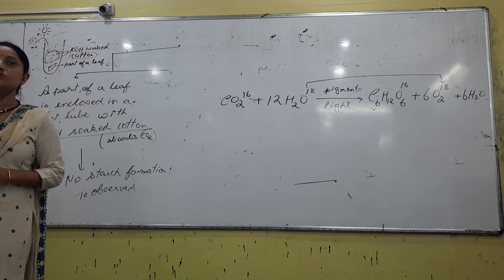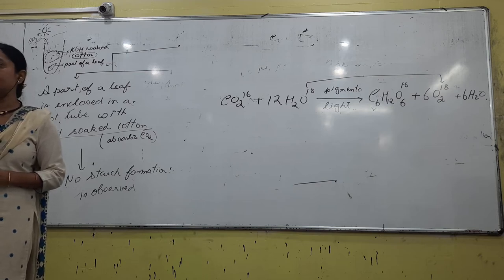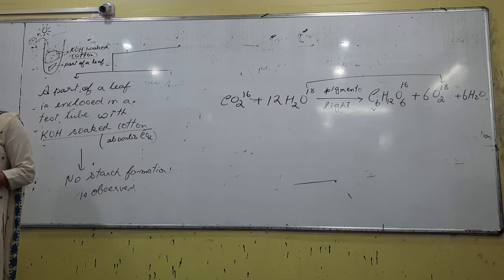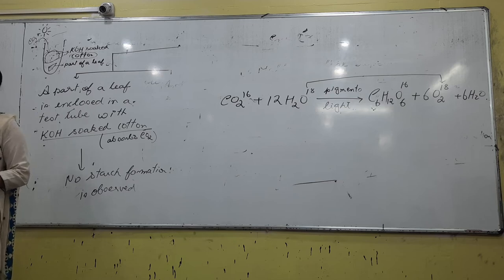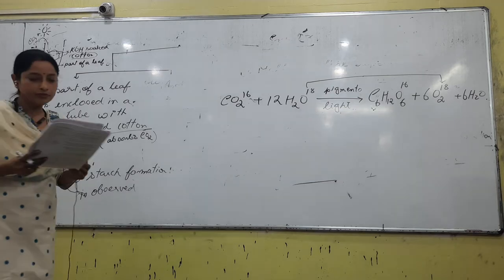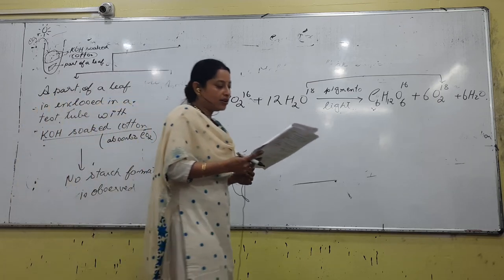But that statement was proven wrong. Oxygen does not come from carbon dioxide, it comes from water, right? So Hill reaction talks about what? It talks about that carbon dioxide does not release oxygen. Who releases oxygen? Water releases oxygen, right? See, what did Hill do?